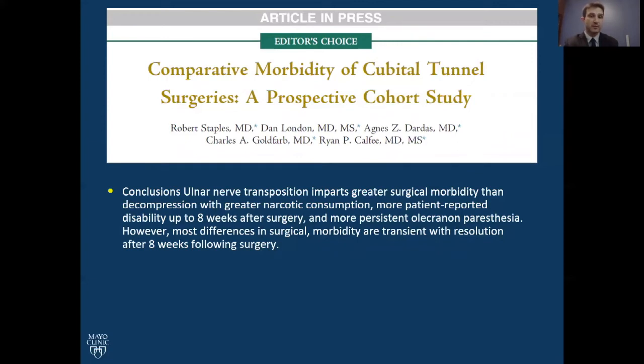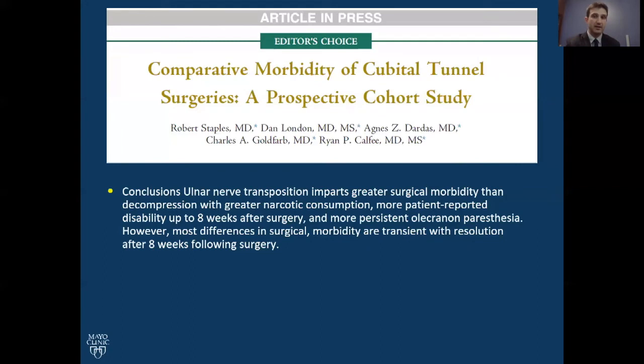And we find that with the in situ release or the simple release, the surgery is much easier to recover from, particularly in the first couple of months, with less likelihood of complications like hematomas and pain. Having nerve irritation just from the surgery alone is also lower with a simple decompression.